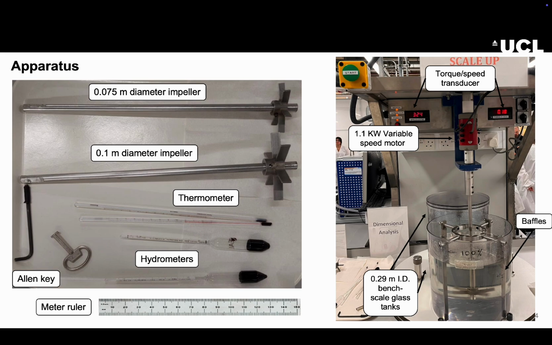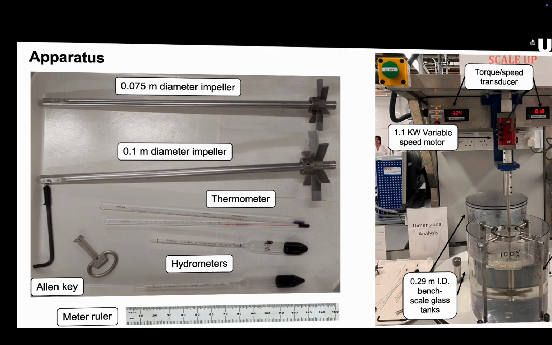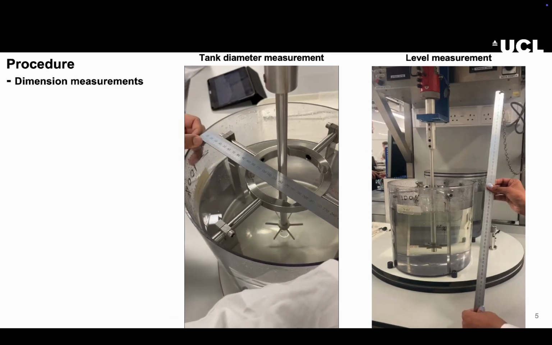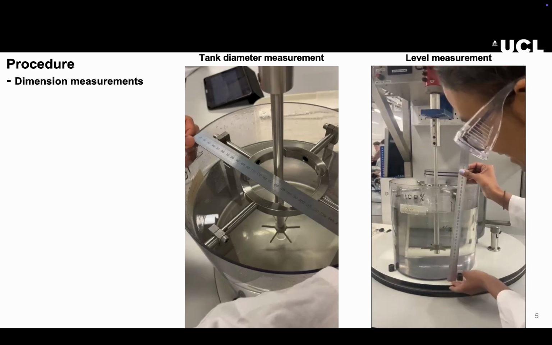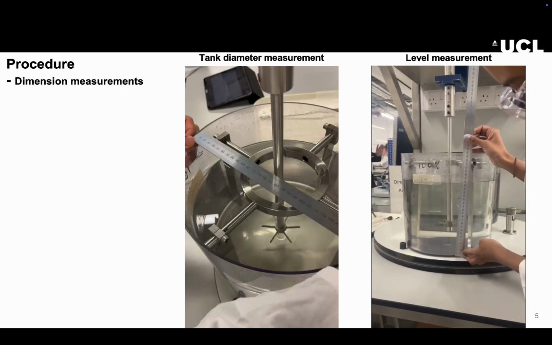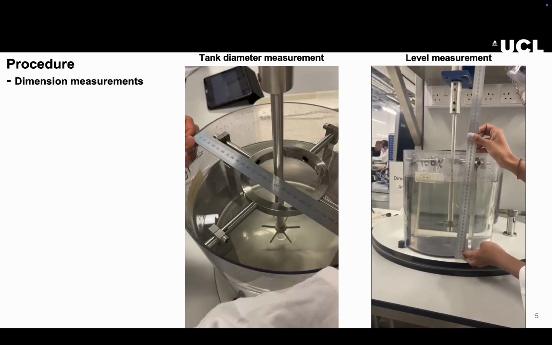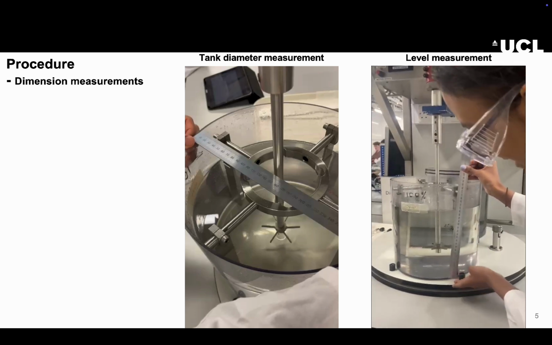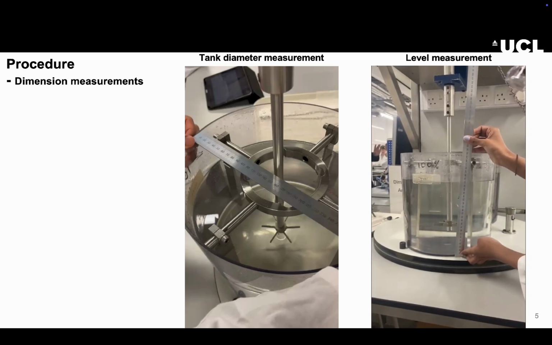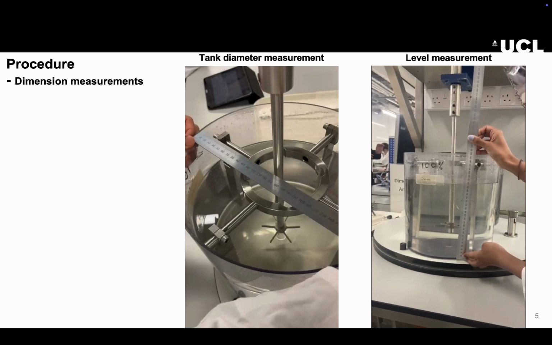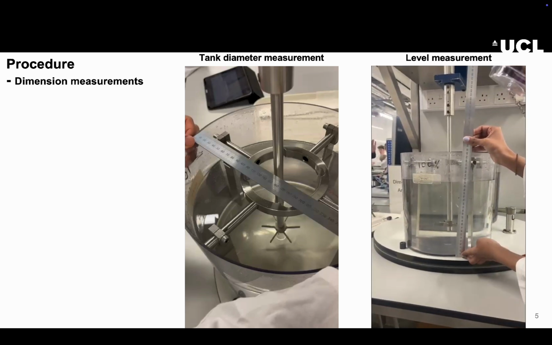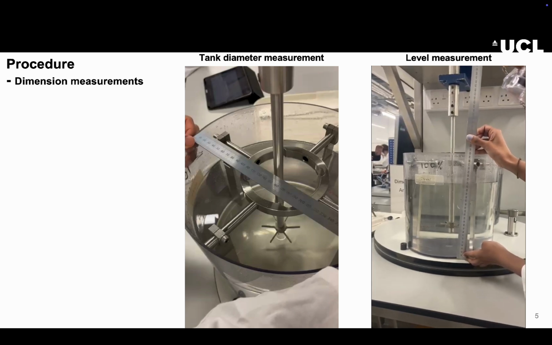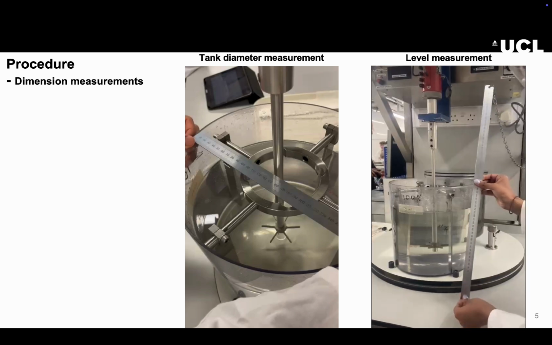Here is the apparatus used in our experiment. The diameter and height of the tank, the thickness of the baffles, and the liquid level in the 100% glycerol glass tank are measured using a meter ruler, and the values are recorded. The 0.075 meter diameter impeller is attached to the speed motor in the setup and secured with the Allen key. The liquid level is measured again using a meter ruler and recorded. The distance between the base of the tank and the impeller, as well as the length of the impeller, is measured and recorded, following the same procedure.